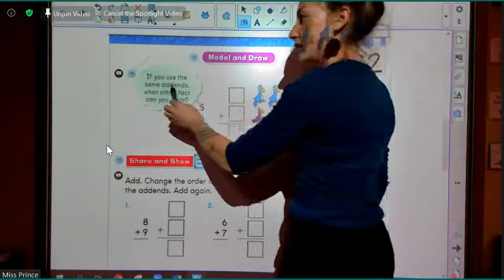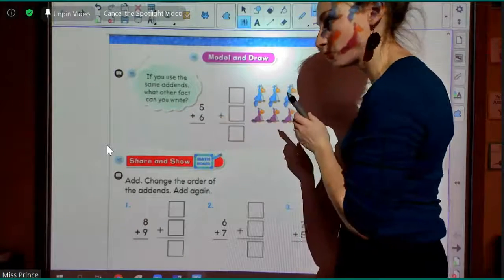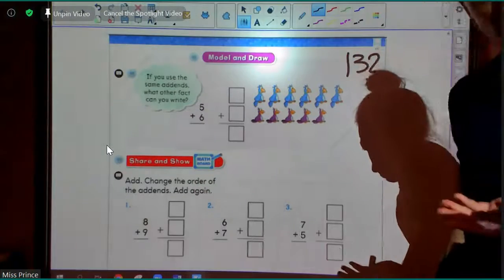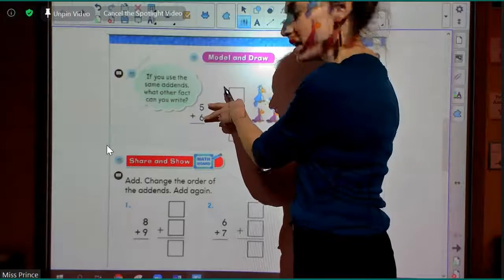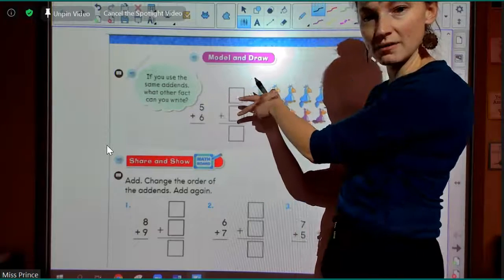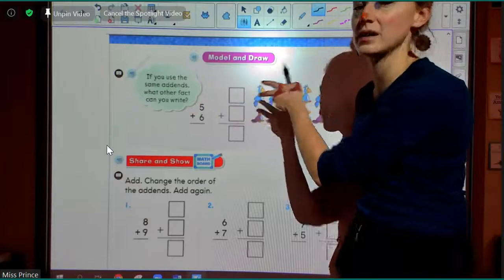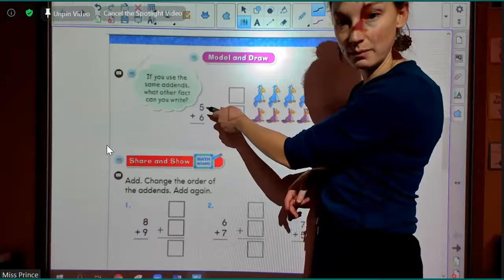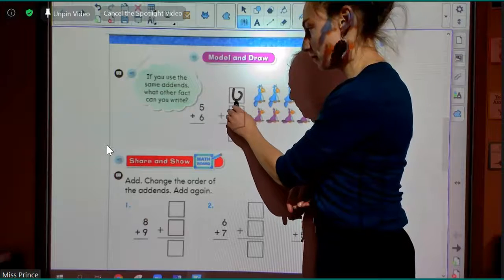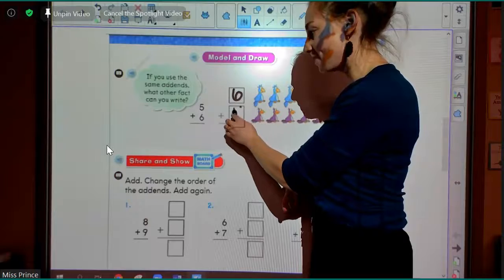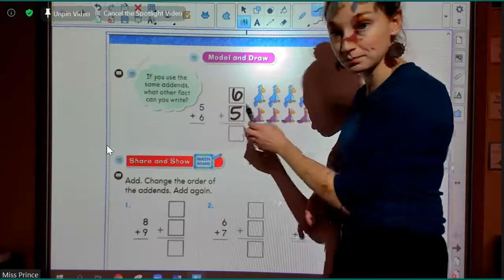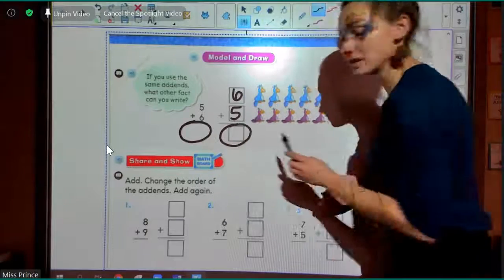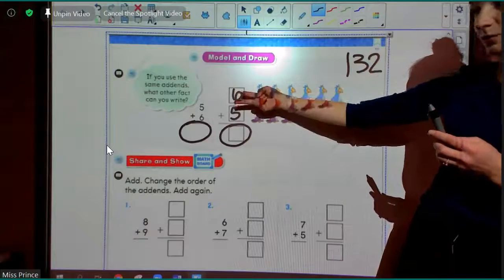Model and draw. If you use the same add-ins, what other fact can you write? So what they're asking is, if I keep using the 5 and the 6, can I write it another way? We can. All we're going to do is take the numbers and just flip-flop them. So instead of the 5 being on top, we're going to put the 6 on top, and we'll put the 5 on the bottom. Do you guys see that we just flip-flopped them? Now, when we do that, this answer and this answer is going to be the same because all we're doing is just flip-flopping the numbers.